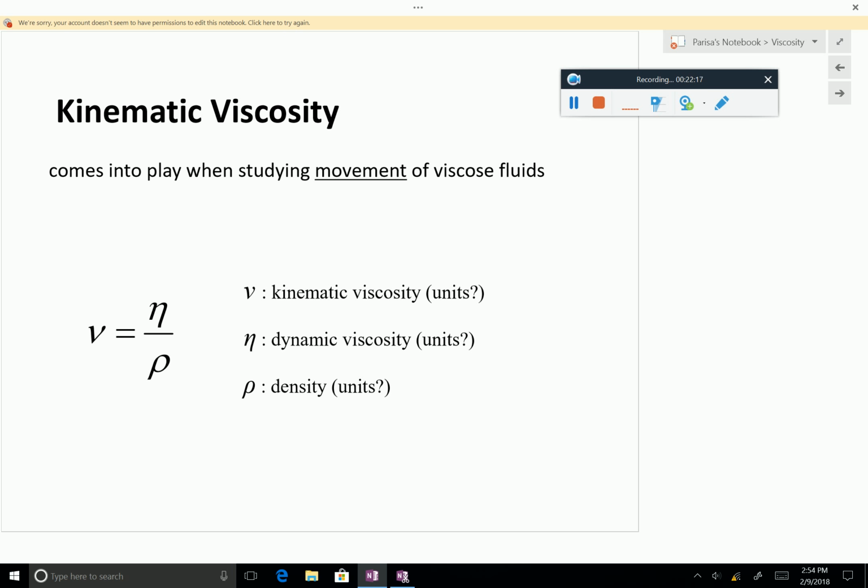There is another quantity very related, and this is called kinematic viscosity. It's nothing else but viscosity divided by density. Just so that you are following and you don't fall asleep, try to calculate what would be the unit of kinematic viscosity. This is more like a definition that comes up from time to time.